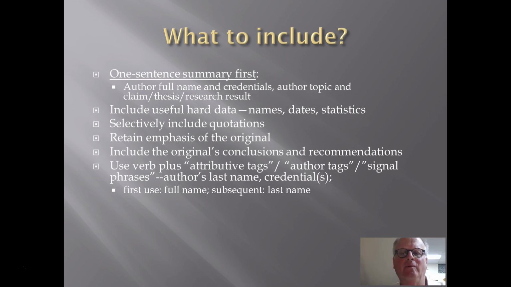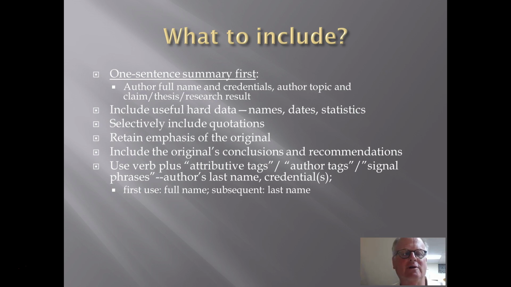When you include information, whether you summarize or paraphrase or quote, we use what are called attributive tags, or some texts call them author tags, and some call them signal phrases: author, last name, and credentials. And I'll show you examples of that.